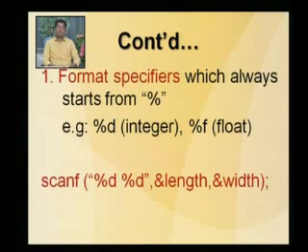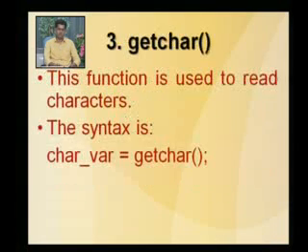Now here your control string only contains format specifiers, that always start with modulus, for example %d for integer, %f for the float. In scanf, here we are using %d two times because I want to accept values from the user for two different variables, one for the length and one for the width. So you need to write %d or %f format specifier individually for each and every variable you are using in the scanf function. Next function is getchar.